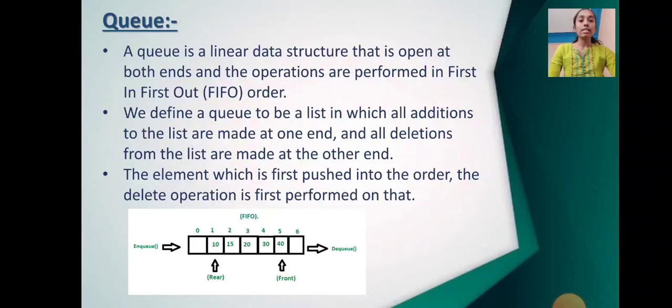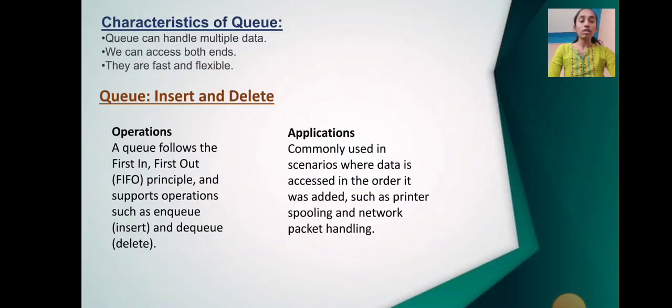And this is an example of a queue and how it works. And let us see the characteristics of a queue. First, a queue can handle multiple data and we can access both ends. And lastly, they are fast and flexible.